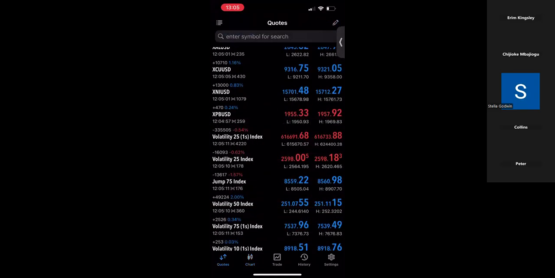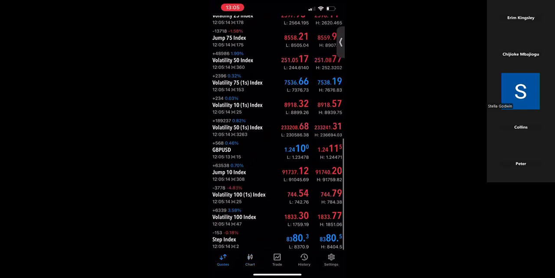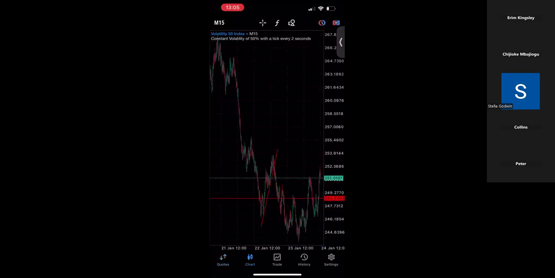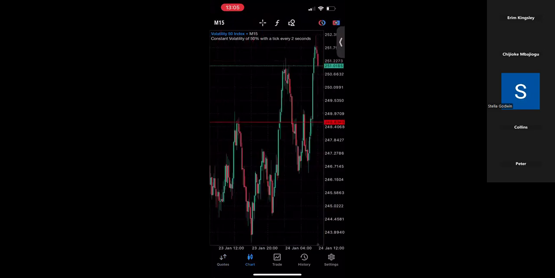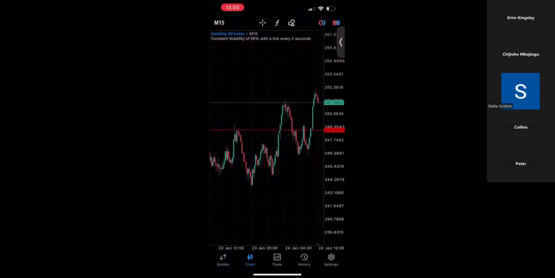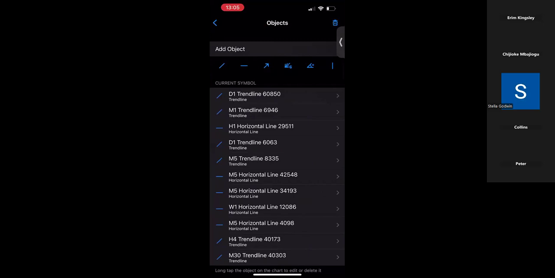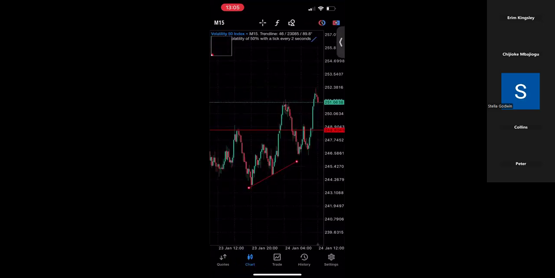Now I was using V50 to illustrate this point. You first of all look at your chart. You say, okay, let me first of all draw this trend line. All right. Now, this is a trend line. You've already seen that this is a trend line.